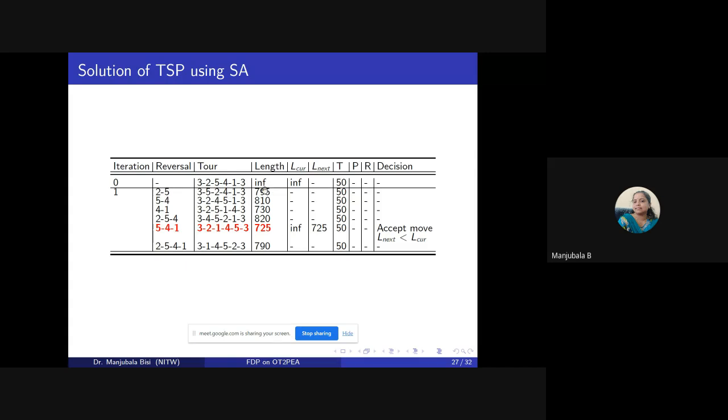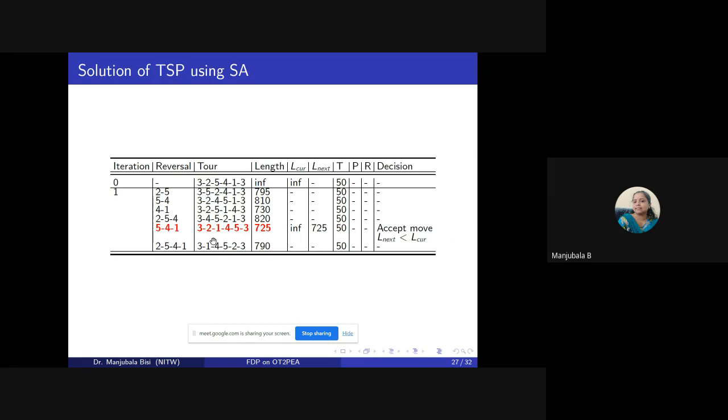For the first two, the length is infinity. Maybe there is no path from one city to another city in this sequence, because I have randomly selected the two. So 725 is better than infinity, and I am accepting it. So your small t equals 1. Here you keep track of this t value.